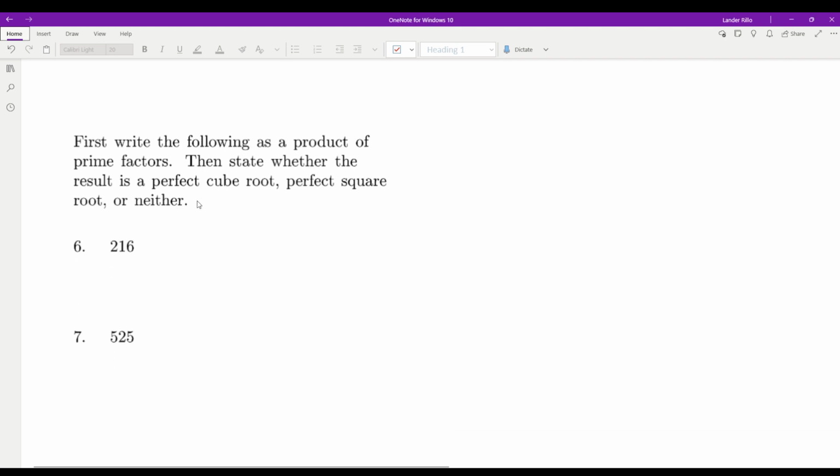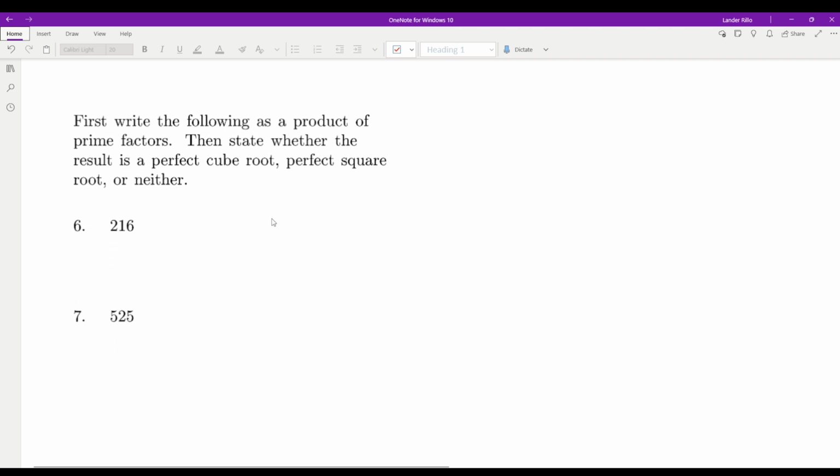Okay, next, we write the following as a product of prime factors. They already give us the first step. And then state whether the result is a perfect cube root or a perfect square root. So I'll walk you through what that means. Let's first do the first one.